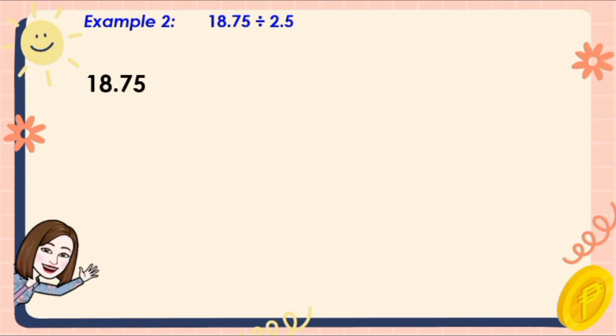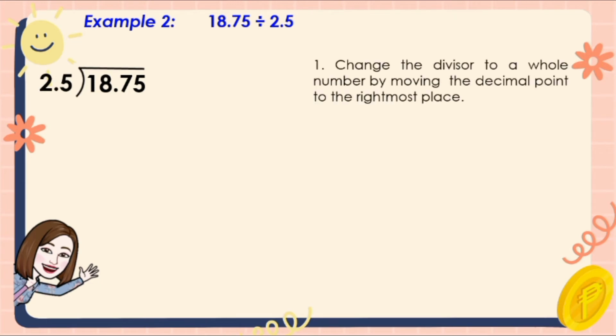18 and 75 hundredths divided by 2 and 5 tenths. Step 1. Change the divisor to a whole number by moving the decimal point to the rightmost place. So, our divisor is 2 and 5 tenths. Gagawin nating whole number by moving one place to the right. So, magiging 25.